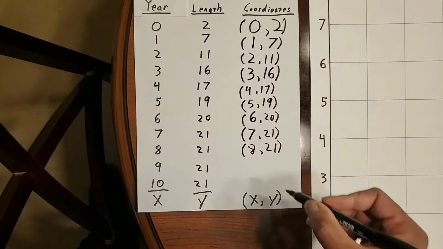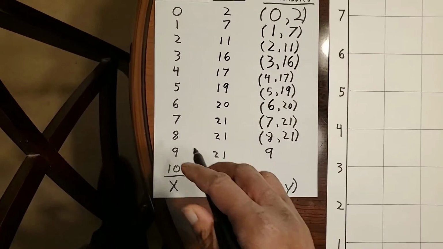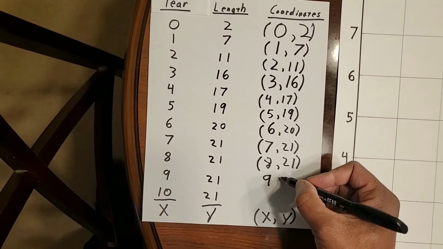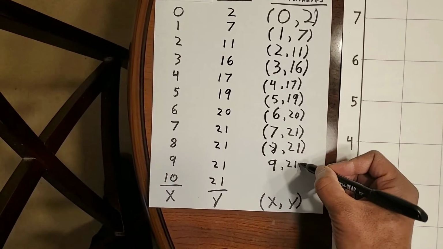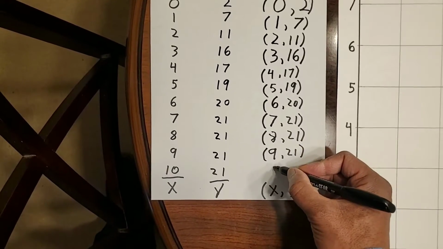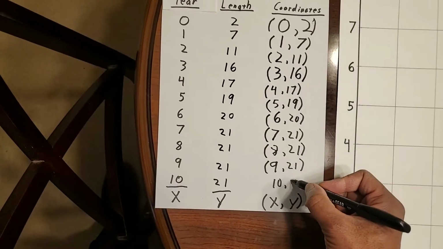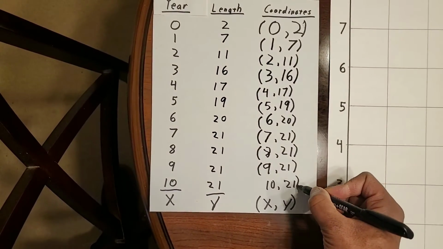What about for year 9? In year 9, how long will it grow? 21 inches. So it will be 21 inches in year 9. What about year 10? What will it be in year 10? In year 10, 21 inches. Okay.